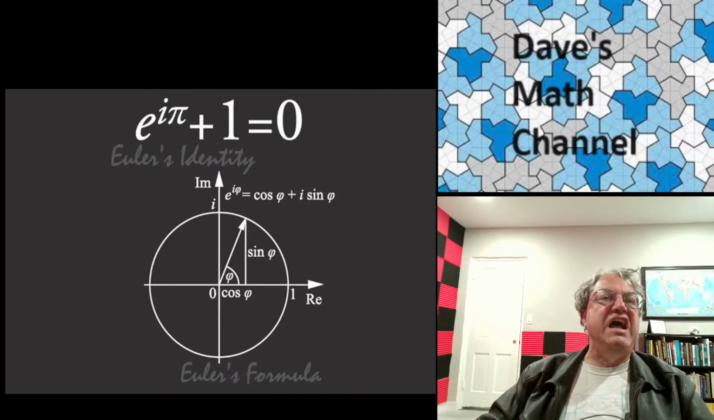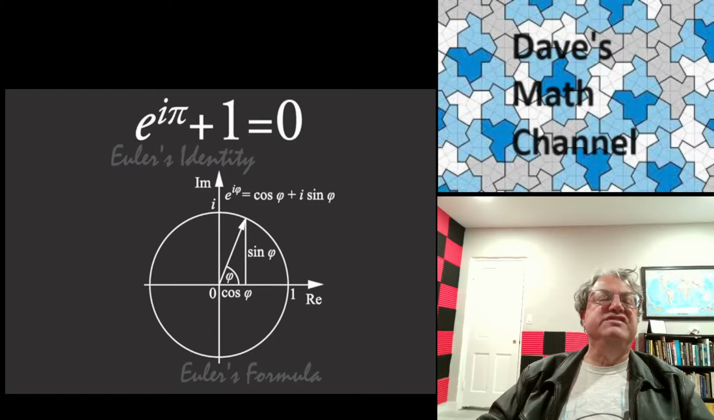e to the i phi. That's a weird thing because you're taking e raised to an imaginary power, a pure imaginary power. You might even wonder what the hell that means, but it turns out that it's equal to cosine of phi, which is just a trigonometric function of the angle phi, shown here in this circle diagram, plus i, the imaginary unit, times the sine of phi.